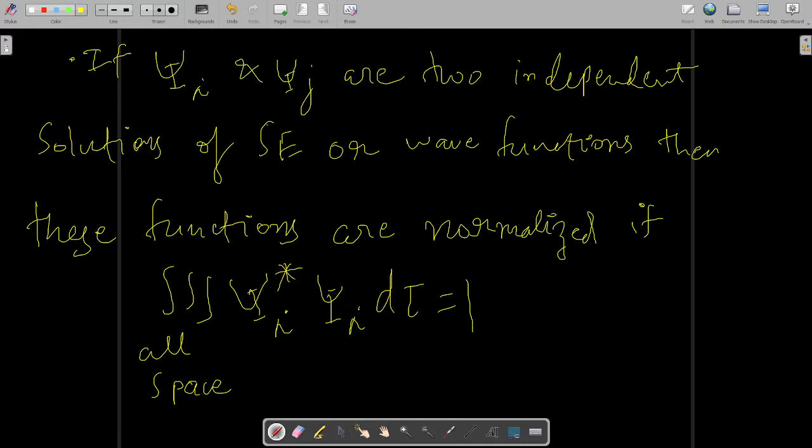Okay. The meaning of this star, on the top of this there is a star, right? The meaning of that star is basically conjugate. I had told you in the previous lectures that the meaning of conjugate is that you will replace i by minus i. Suppose I have wave function psi 1 equal to e to the power i e by h cut x t. Suppose this is my wave function number 1.